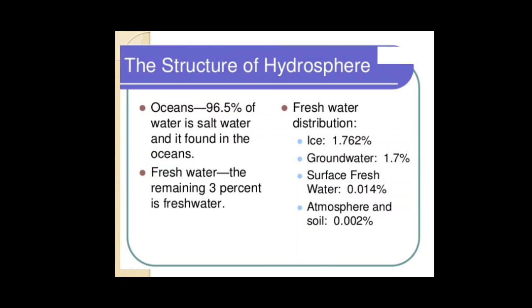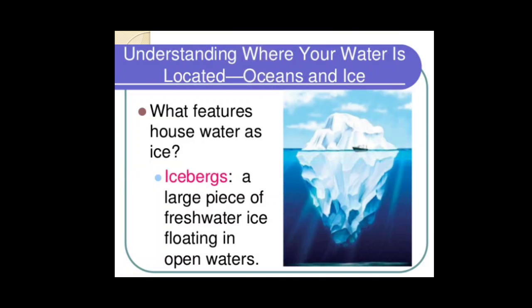Yes, this is the structure of hydrosphere. Oceans, 96.5% of water is salt water and it is found in oceans. Fresh water, it is only 3%. Freshwater distribution is ice 1.762, groundwater 1.7, surface freshwater 0.014, atmosphere 0.002%. So, understanding where your water is located, oceans and ice. What features house water as ice? Icebergs, a large piece of freshwater ice floating in open waters. It is called icebergs.